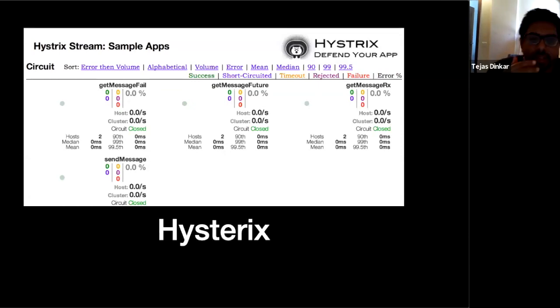You can see over here there are four different circuit breakers. It tells you the rate of each one, the mean and median response time, and it gives you, in some sense, your app health for that single machine or that single service. It gives you that health at a snapshot.